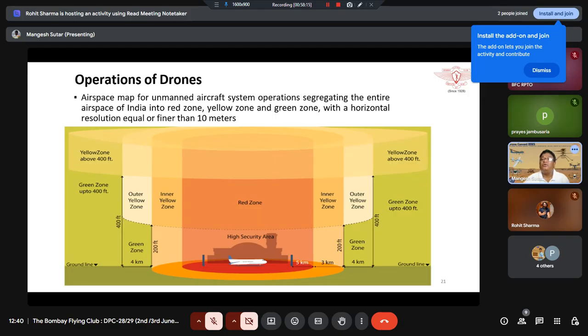If you are caught, your drone will be confiscated and you will be held under the Drone Rules 2021, which is a non-cognizable and non-compoundable crime. That means you will not get bail. You have to appear in court in front of the magistrate and plead not guilty. Then you will be given a penalty, or imprisonment can also be given in this case. So that is about the drone rules. Any questions on the zones?